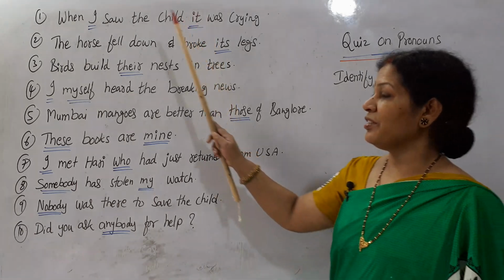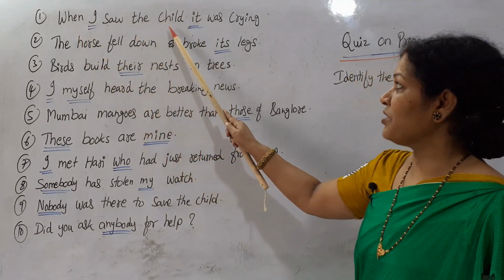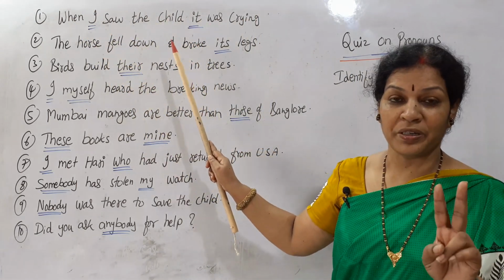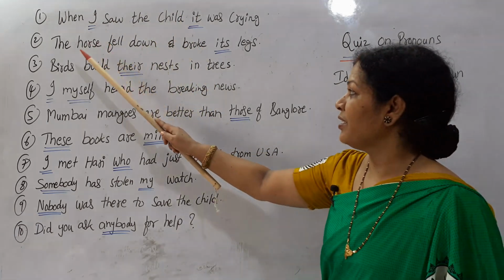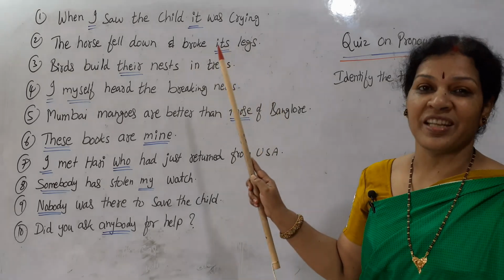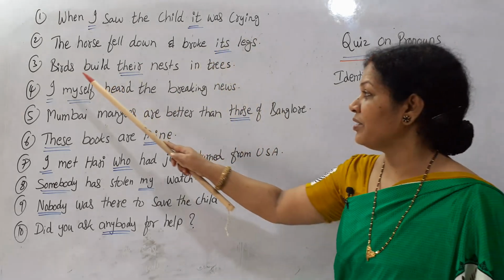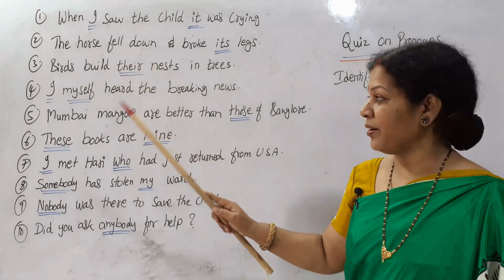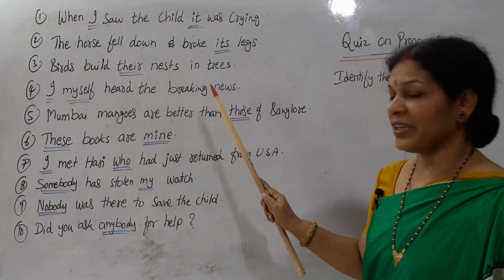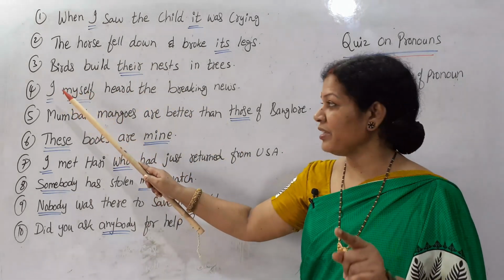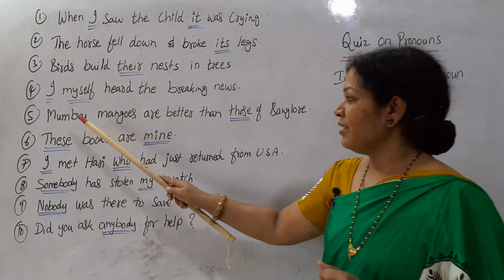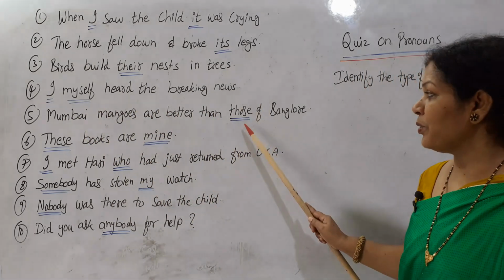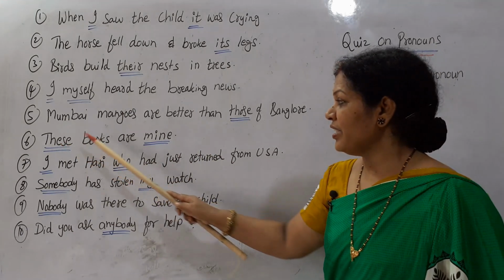Let me read out these 10 sentences. First one: when I saw the child, it was crying. Here I and it, both are pronouns, two pronouns in one sentence. The horse fell down and broke its legs. Its is a pronoun. Birds build their nests in trees. There is a pronoun. I myself heard the breaking news. Here two pronouns are there: I and myself. Next, fifth one: Mumbai mangoes are better than those of Bangalore. Those is a pronoun.